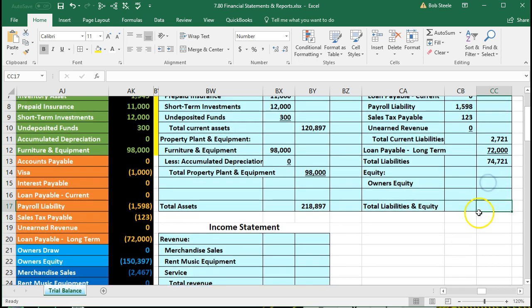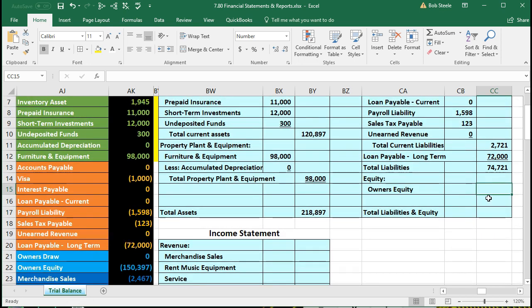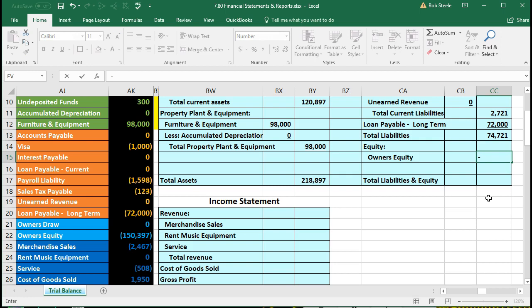I'm just going to sum this up. I'm just going to record this in the left-hand side. So I'm going to say negative of this number and enter. Now we're going to check if we're going to balance. We're going to add up the liabilities and the equity.